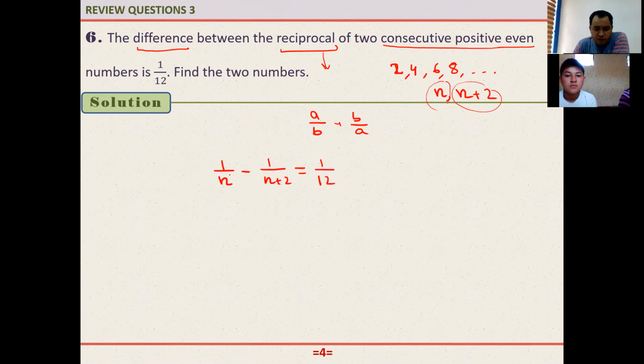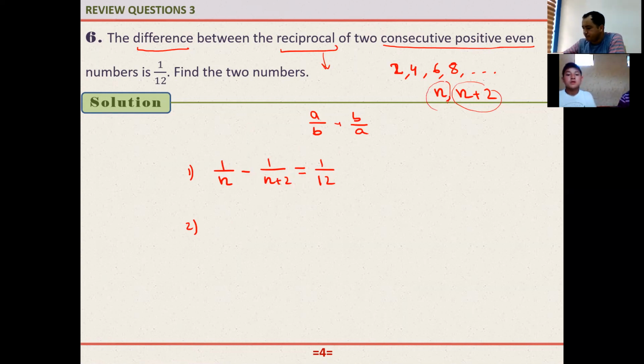Here, if you make a mistake, if you write 1 over n plus 2 minus 1 over n, you will not get a correct answer. That's why you should understand the problem very well, 100% correctly. Then use a variable to denote the unknown, then form your equation. This is our equation. Now we have to solve this. That is the most important step. So now, what is next?